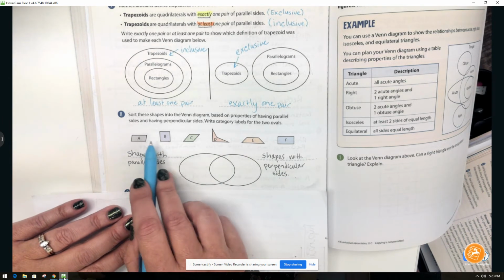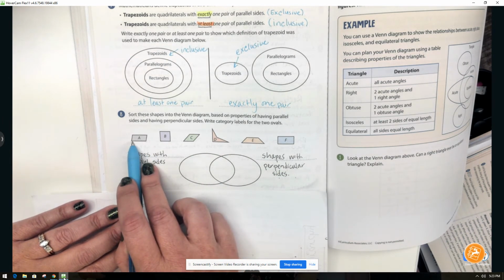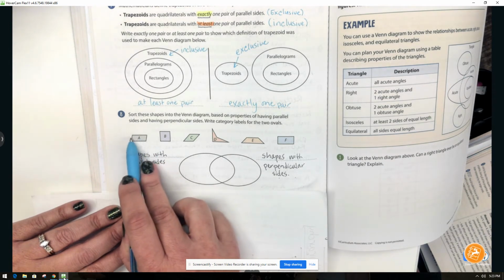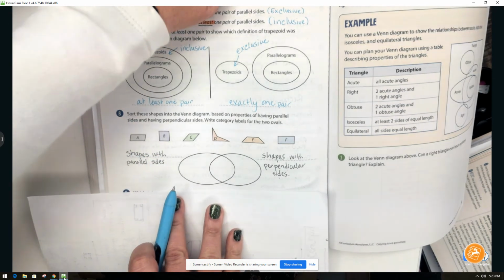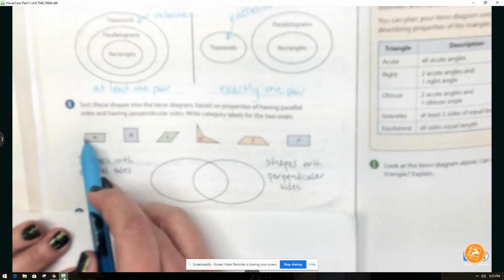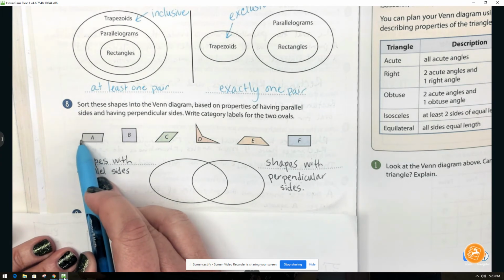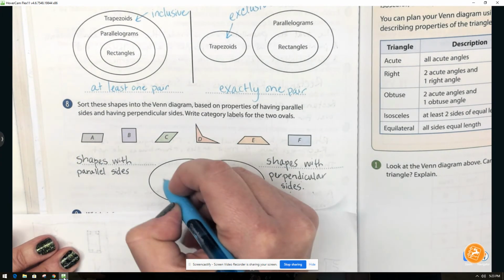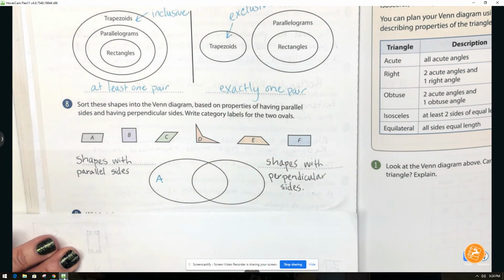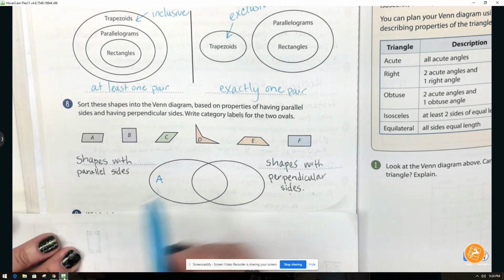Okay, so let's look at shape A. Shape A definitely has parallel sides. This side is parallel to this side, and this side is parallel to this side. But does it have perpendicular sides? Do these two lines, when they intersect, form a right angle? No, it does not. So shape A has parallel sides, but they are not perpendicular.